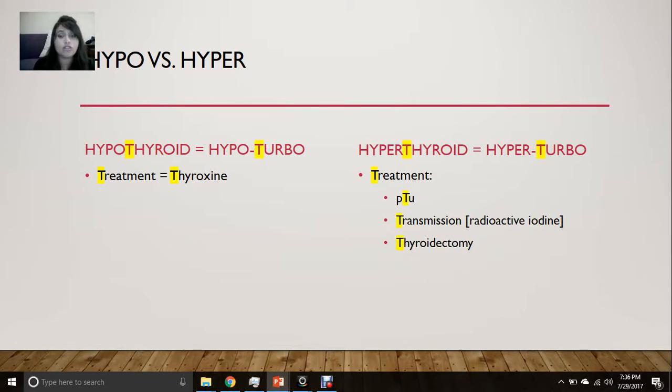The treatment is also T. So PTU, and then transmission iodine, which is another name for radioactive iodine. So I just tried to search for the synonym of radioactive, which is transmission. So at least everything with the T's, that's an easy way for you to remember it. And then thyroidectomy, whether it's partial or total thyroidectomy. So some people will have partial, so not all of it will be removed. Some of them will have it totally removed.